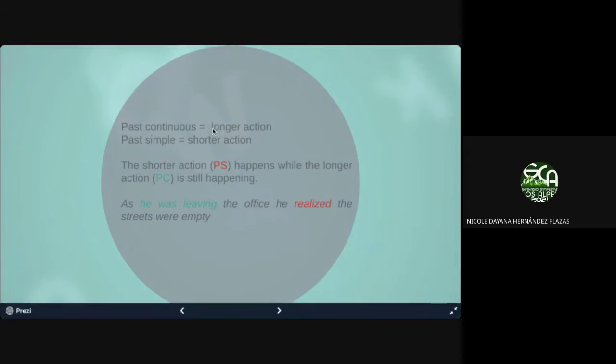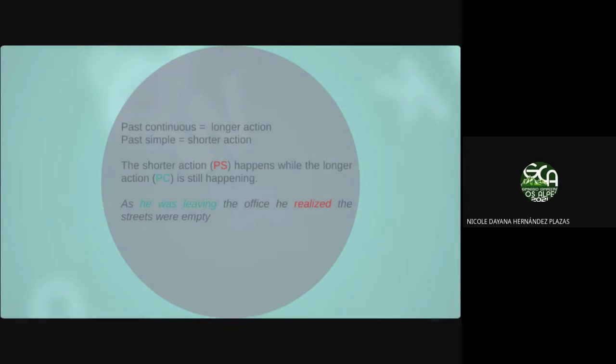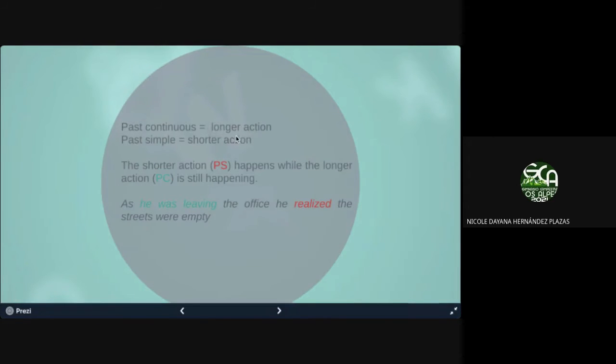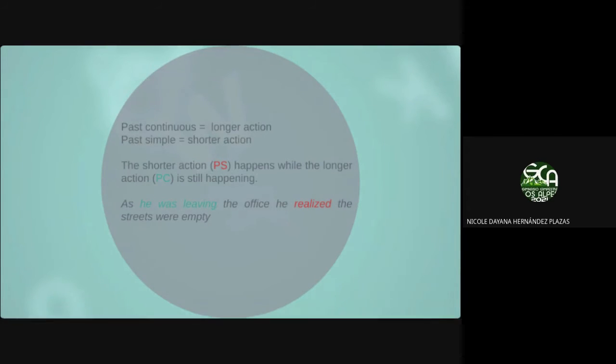So longer action means that you're going to be using past continuous with the longer action. That means the action that has a duration in time. Remember that we are learning how to use past simple and continuous, especially when we are talking, for example, of a story, when we are making the narrative of something, okay? So past continuous will go with the longer action and past simple with the shorter action, la más cortica, okay? Keep in mind this, guys.